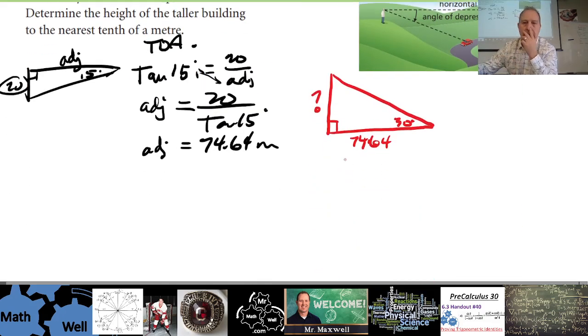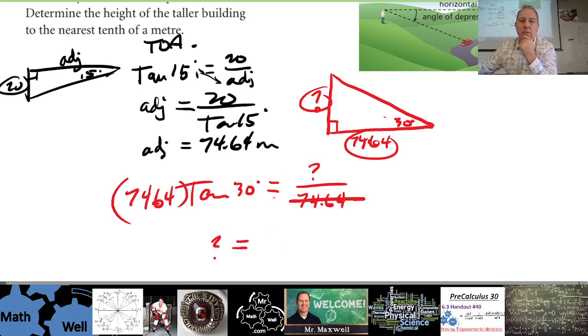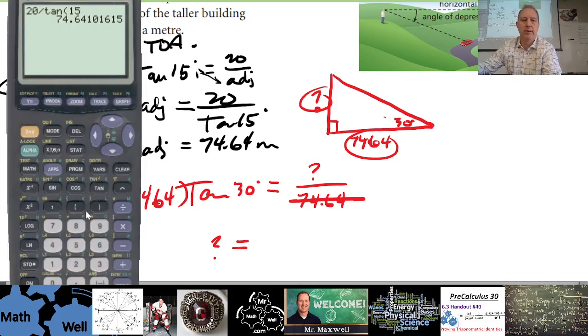So let's do that. Now, what trig function should I use here in this case? I heard a tan. Okay, do we agree with tan? Yes. Opposite and adjacent? TOA? Nice. So tan of 30 equals opposite over adjacent. So 74.64 times tan of 30 is what I'm looking for here for that unknown part. So let's do that on the calculator.